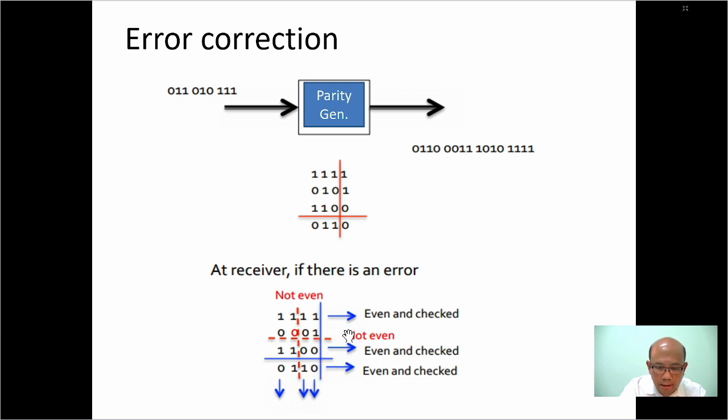Now, marking here and marking here to check the cutting point in this position. So this position is wrong. It should change from 0 to 1 to do the correction. Okay, this is a technique to do the error correction in the computer system.